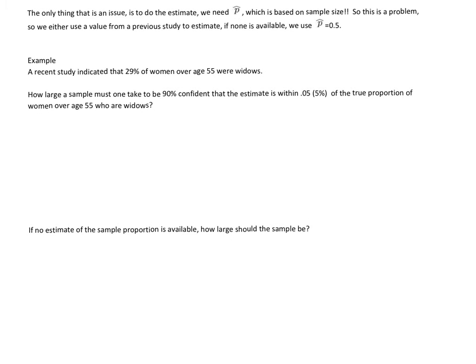So a recent study indicated that 29% of women over age 55 were widows. How large a sample must one take to be 90% confident that the estimate is within 0.05 or 5% of the true proportion of women over age 55 who are widows? So we're going to use our formula, n equals p hat times 1 minus p hat, and then in parentheses our critical score divided by our margin of error squared.